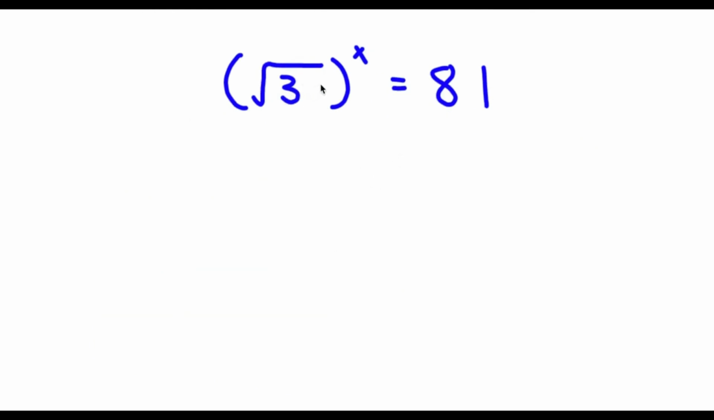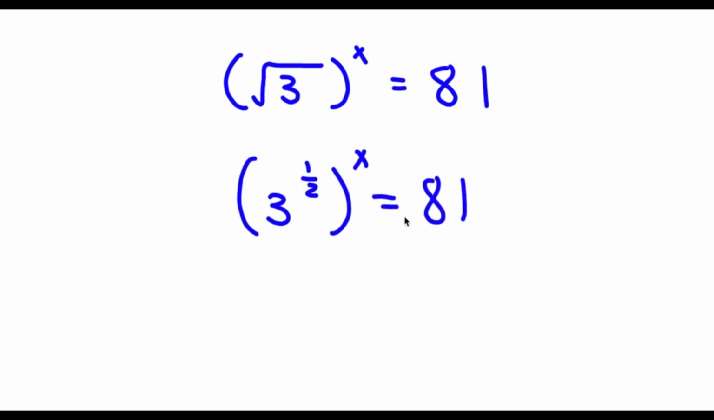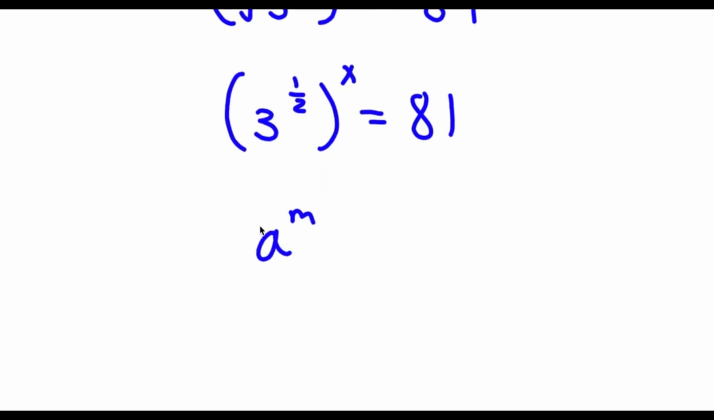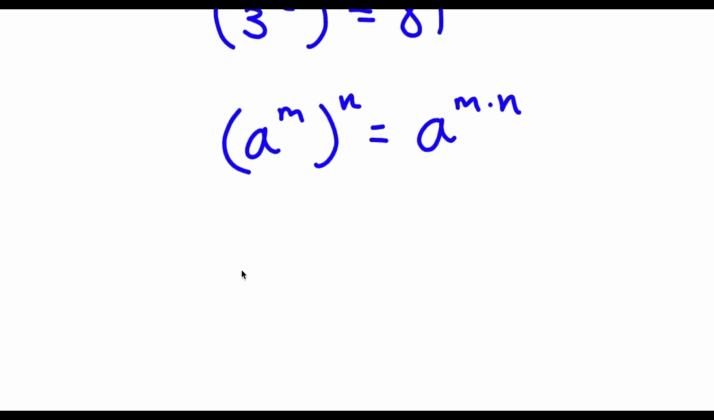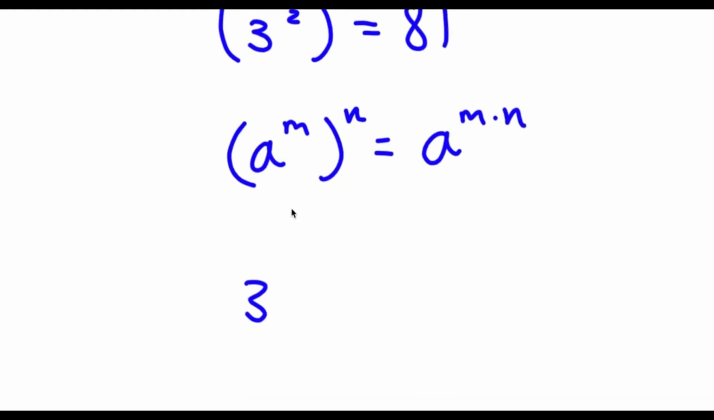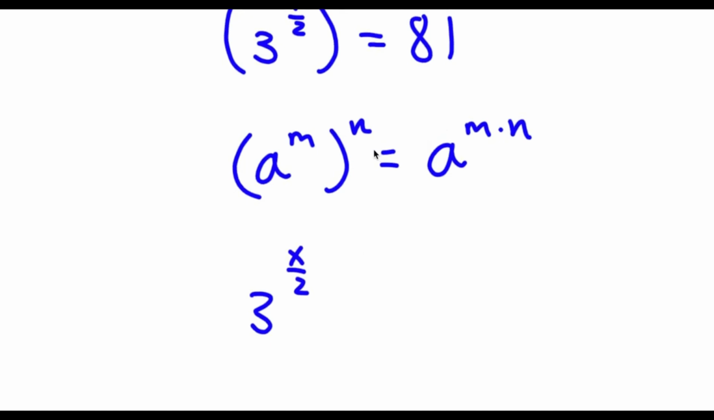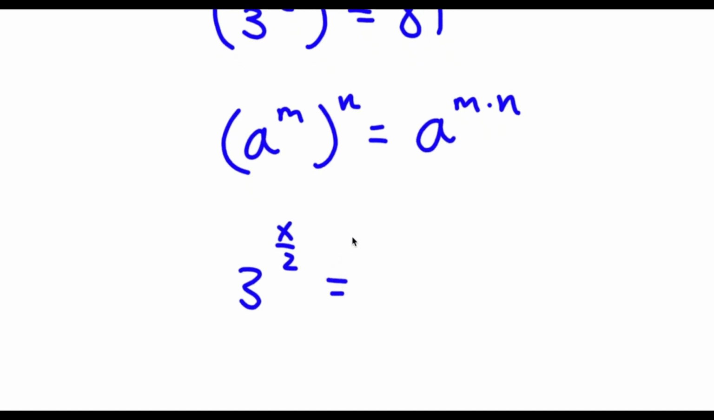Alright, so I have square root of 3 to the power of x is equal to 81. Now the square root of 3, this is the same thing as 3 to the power of 1/2. So now I have 3 to the power of 1/2 to the power of x is equal to 81. Now if I have something in the form a to the power of m to the power of n, this is equal to a to the power of m times n. So in this case, 3 to the power of 1/2 to the power of x, that's going to equal 3 to the power of 1/2 times x, which is simply 3 to the power of x over 2. So I have 3 to the power of x over 2 is equal to 81.